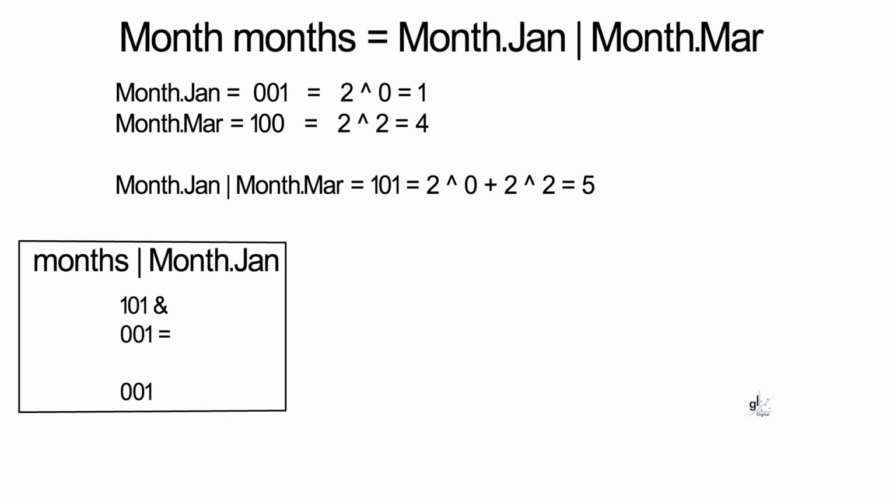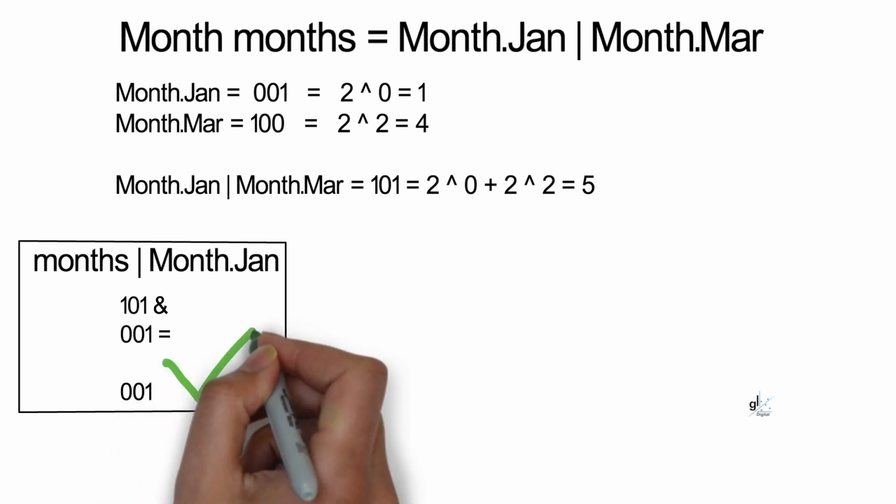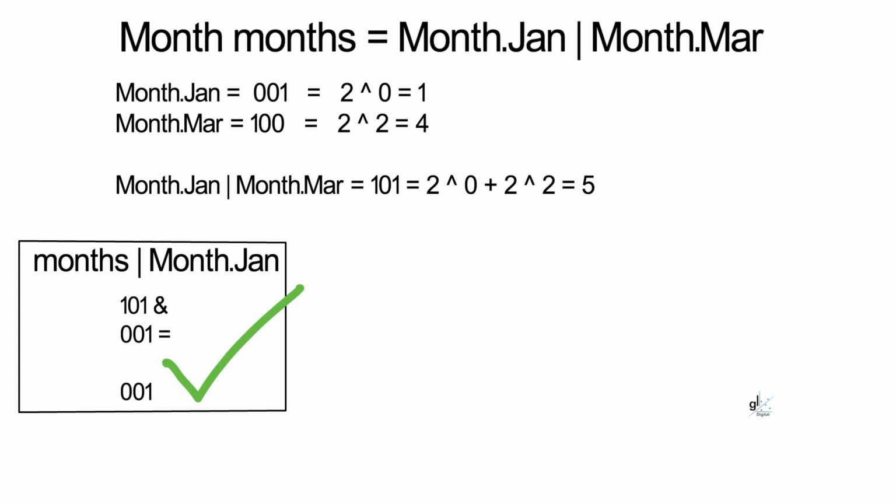So the result of 1 and 1 equals 1. So we already know that the result is greater than 0, but let's finish the calculation. Then we perform the same operation against the second bits for each of our operands. So 0 and 0 will yield the result of 0.